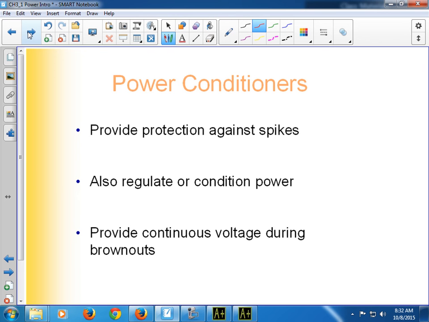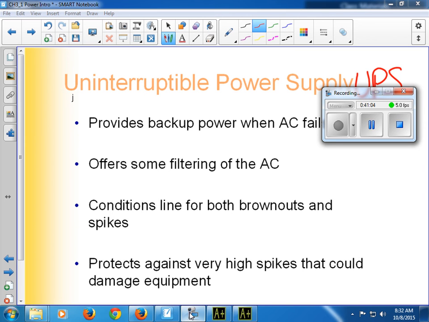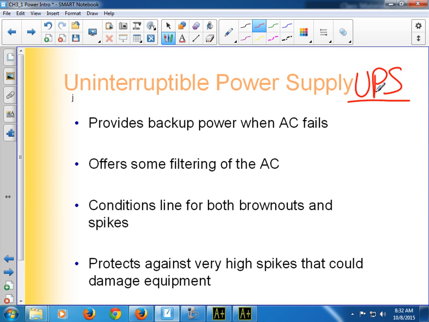The last thing that we have is the uninterruptible power supply, or a UPS, okay? And I'm never going to call it anything other than a UPS. Just want to make sure I was recording for Lane, okay? So a UPS protects against everything. A UPS provides backup power when alternating current fails. It filters the AC power because it's going through a battery. It conditions for brownouts and spikes. It's the best of everything.